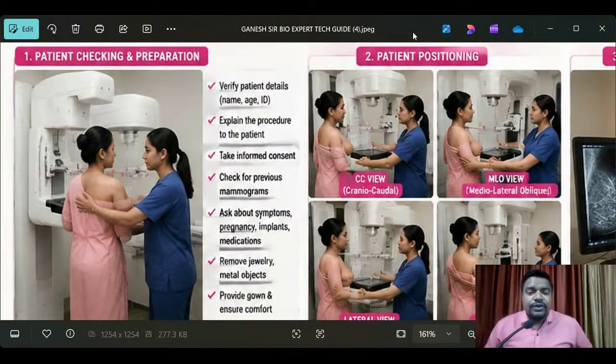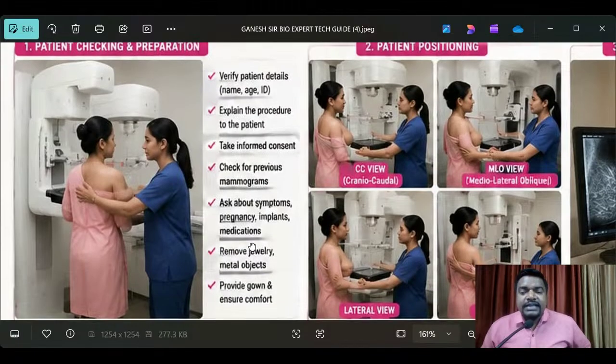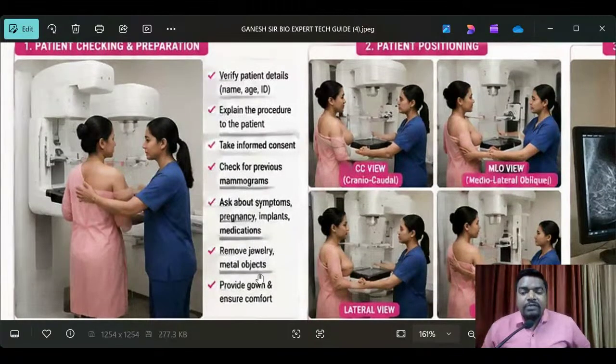Technical points I'm going to show you right now, the important points, and practical information every engineer should practice. And listen carefully. Patient checking and preparation time. See here, what are the important things? The patient is there, and the technician will be there. Verify patient details, name and ID, explain the procedure to the patient, take informed consent, and check for previous mammograms. Okay. Next, ask about symptoms, pregnancy, implants, and medications. And next, remove jewelry and metal objects, provide gloves and a gown, and ensure comfort.